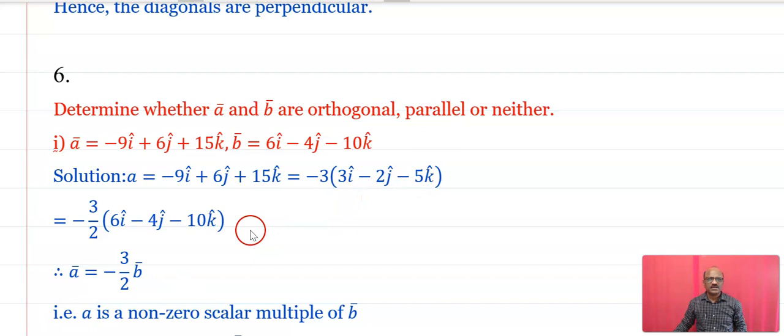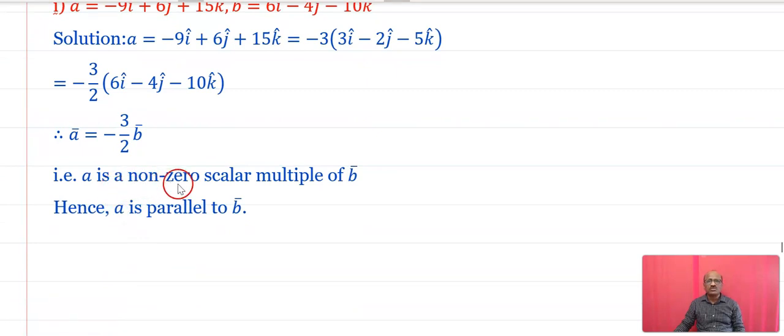Now see this again: 6i cap minus 4j cap minus 10k cap upon 2, that is, we are multiplying numerator and denominator by 2. But this is nothing but the b bar. Therefore, a bar is equal to minus 3 by 2 b bar. That is, a bar is a non-zero scalar multiple of b bar, and that's why a bar is parallel to b bar.